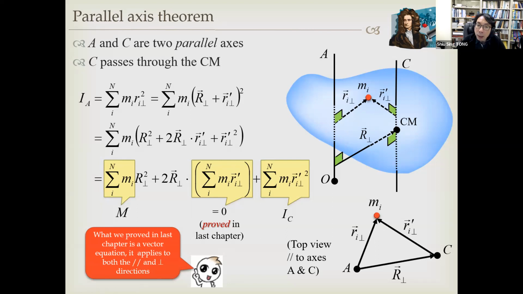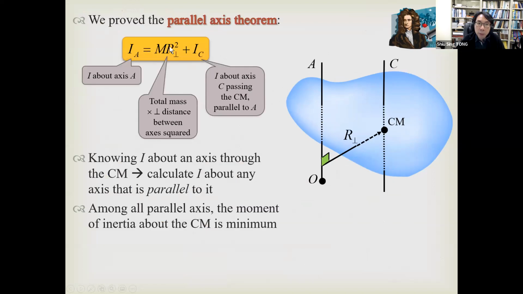Now, although I take the perpendicular component, in general this relationship is true even for three dimensions. Now I just take the perpendicular component, and this equation will still hold. Because this is a vector equation, all three components of the vector will obey the same result. So I take the perpendicular component, and it's still true. So that means this term is equal to 0. And I got my result already, right? IA is equal to M capital R perpendicular squared plus IC.